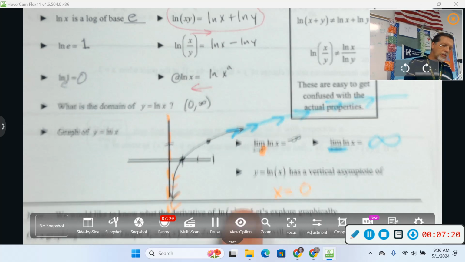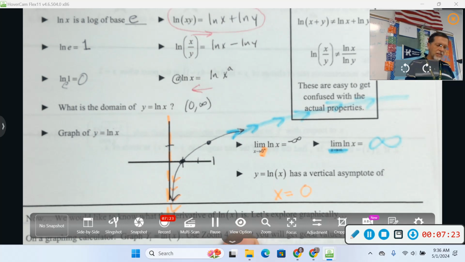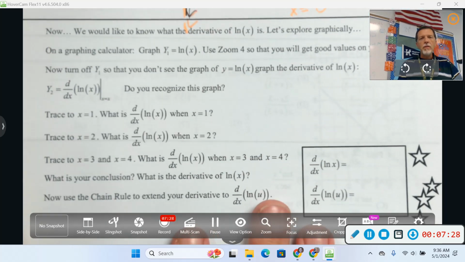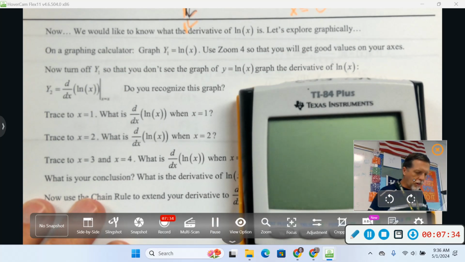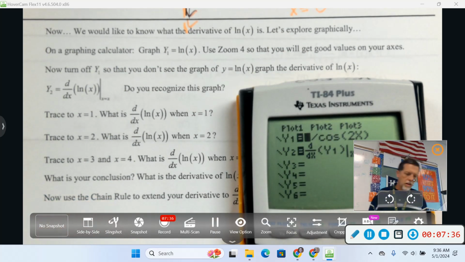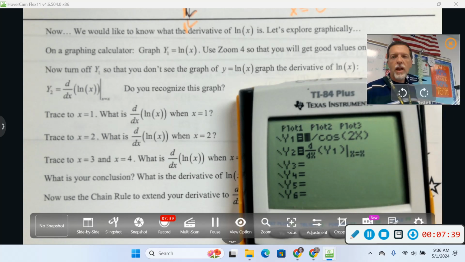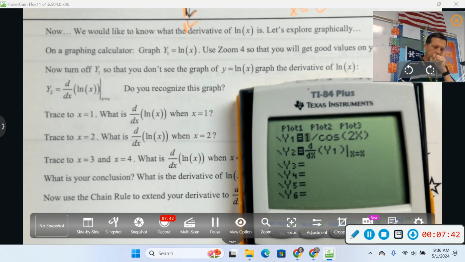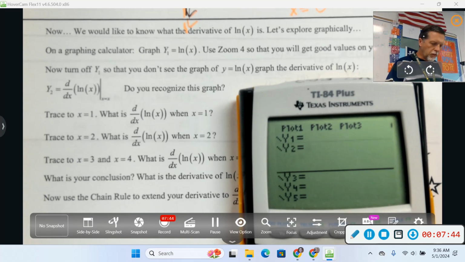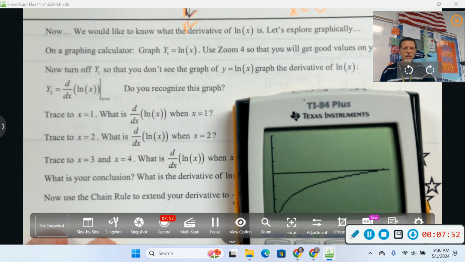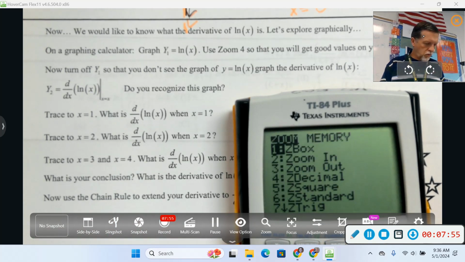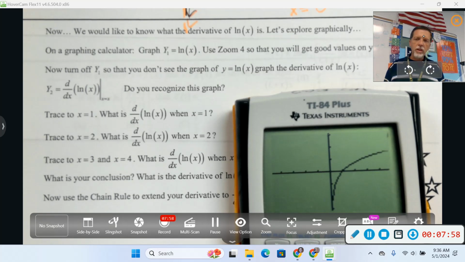Now let's figure out what the derivative of natural log is. We can use our calculator, like we did with sines and cosines, to maybe figure out what it is based on the graph. So grab a calculator. For y1, let's go natural log of x. Maybe graph it, see what it looks like. It's not a great picture. Zoom 4. There we go. That's a good picture.